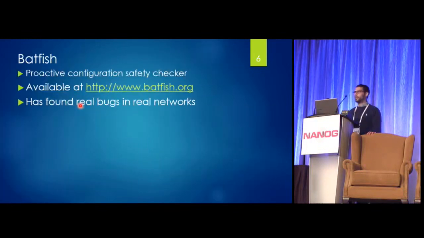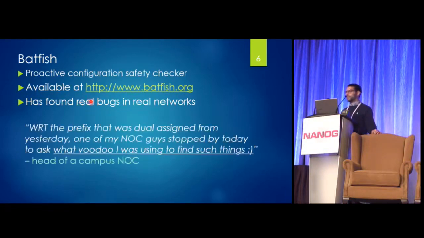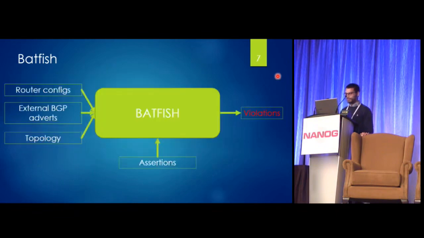So in order to find problems like this, we've developed a tool called Batfish, which is a proactive configuration safety checker. It's available online. You can take a look after this talk if you wish. And we've used it to find real bugs in real networks. And our favorite quote from one of the operators of the networks that we analyzed is that with respect to the prefix that was dual assigned from yesterday, one of my NOC guys stopped by today to ask what voodoo I was using to find such things. So that was pretty fun.